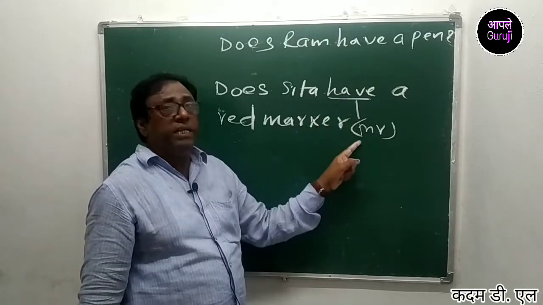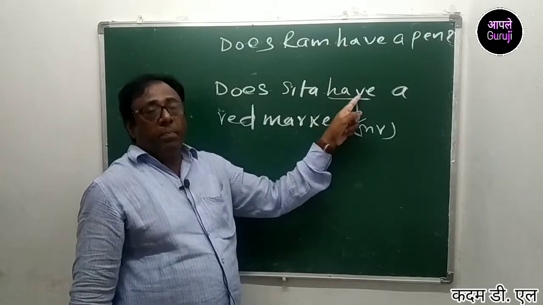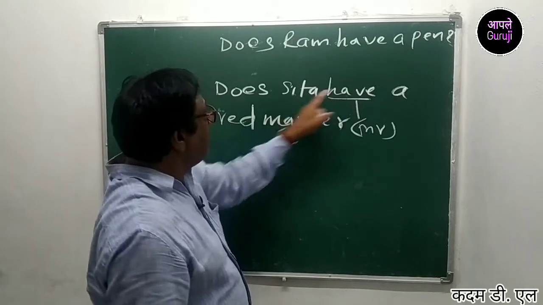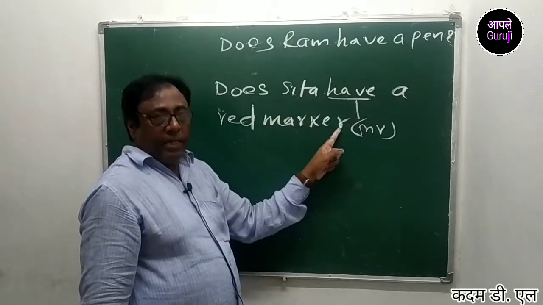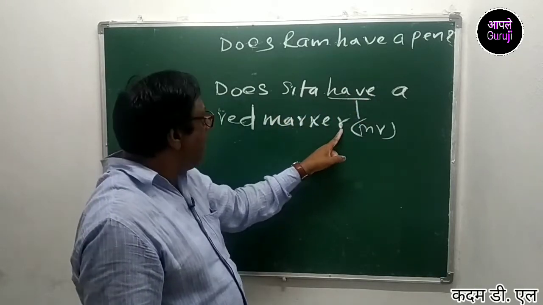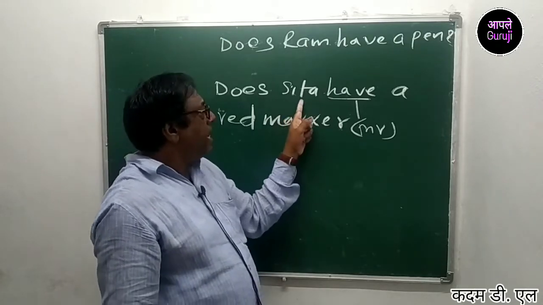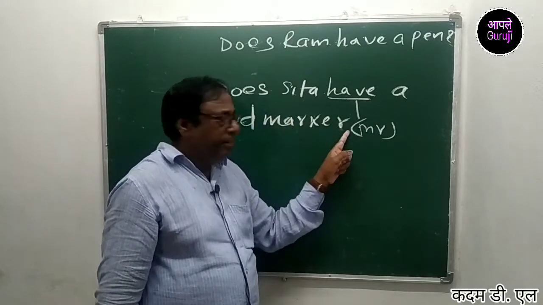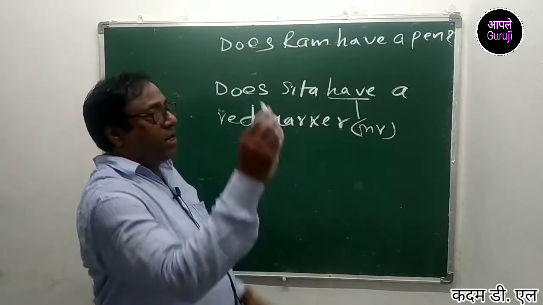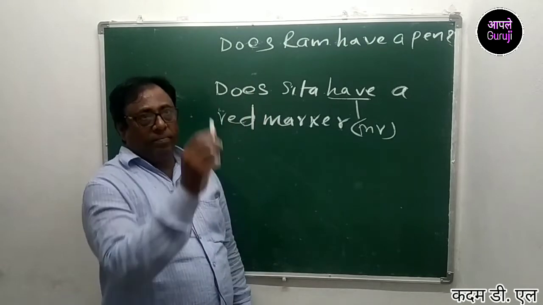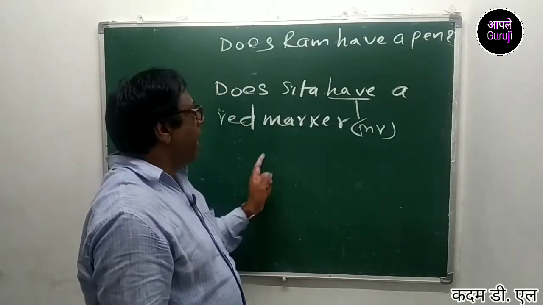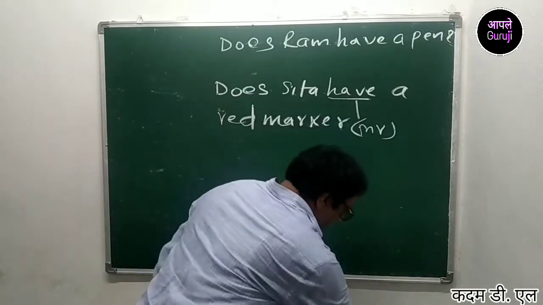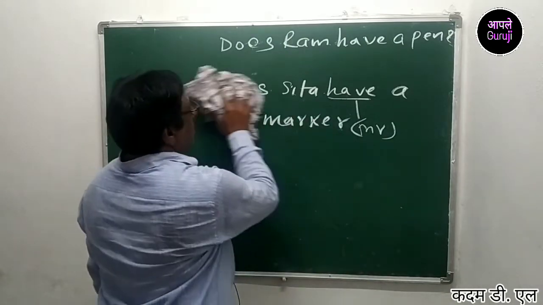It have functions here as a main verb, not helping verb. Now remember it. Okay. Does Sita have a red marker? The teacher will ask one of the girls named Sita, does Sita have a marker? Sita will answer, yes sir, I have a marker. Now I write with the marker correctly. So this is the yes or no type question. I hope you will understand correctly.